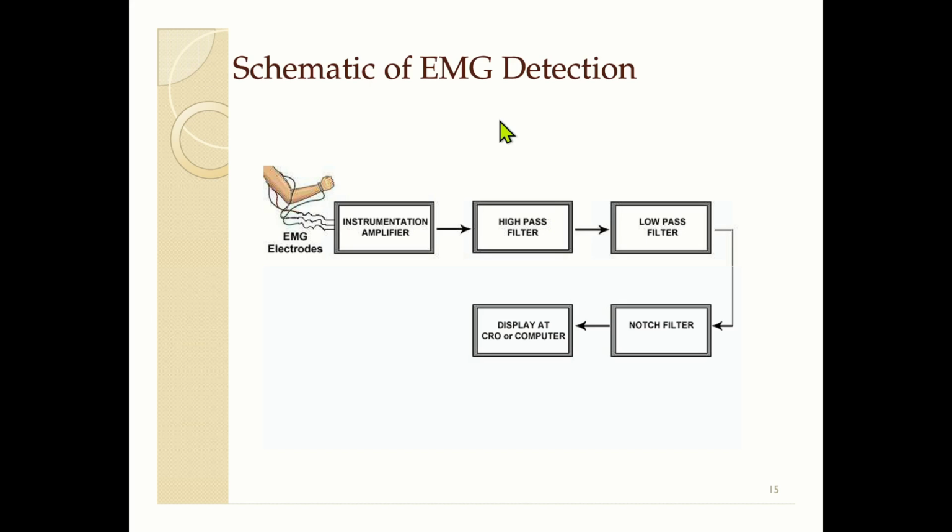So let us consider a practical example of filters. As you can see, this is a schematic of EMG detection. EMG is the signal of our muscles. That means the signals generated in the muscles can be detected, and the schematic or the detection procedure includes various components, in which we also have a high pass filter, low pass filter and notch filters. So let's see what the output of these is.